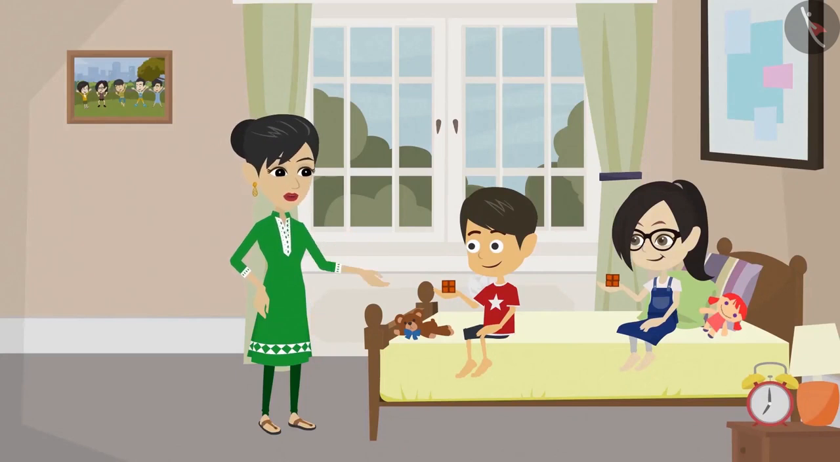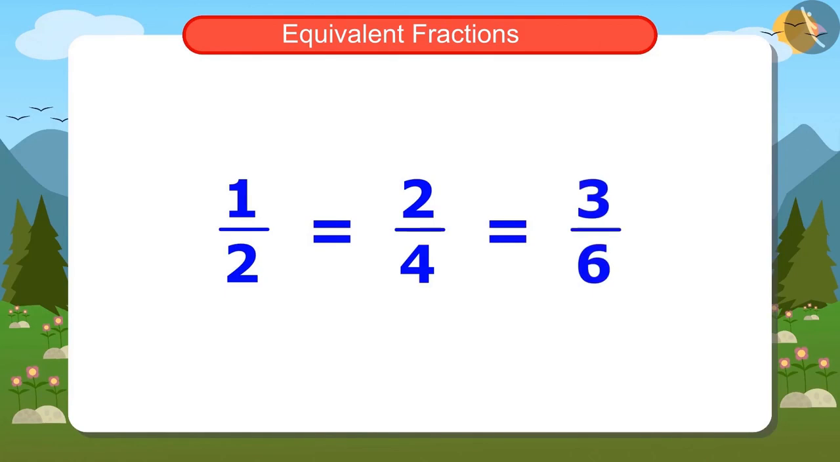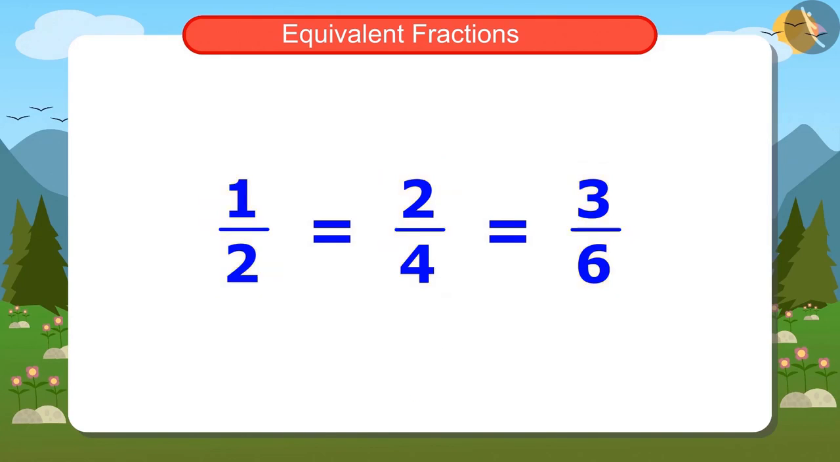Yes, what this means is that we can write half of a chocolate in different ways, like 1/2, 2/4, 3/6. Mummy, the numbers written are different in these fractions, yet these fractions are showing the same quantity of chocolate. What are such fractions called? When different fractions show the same quantity of a substance, they are called equivalent fractions. You will learn them in detail in further classes.